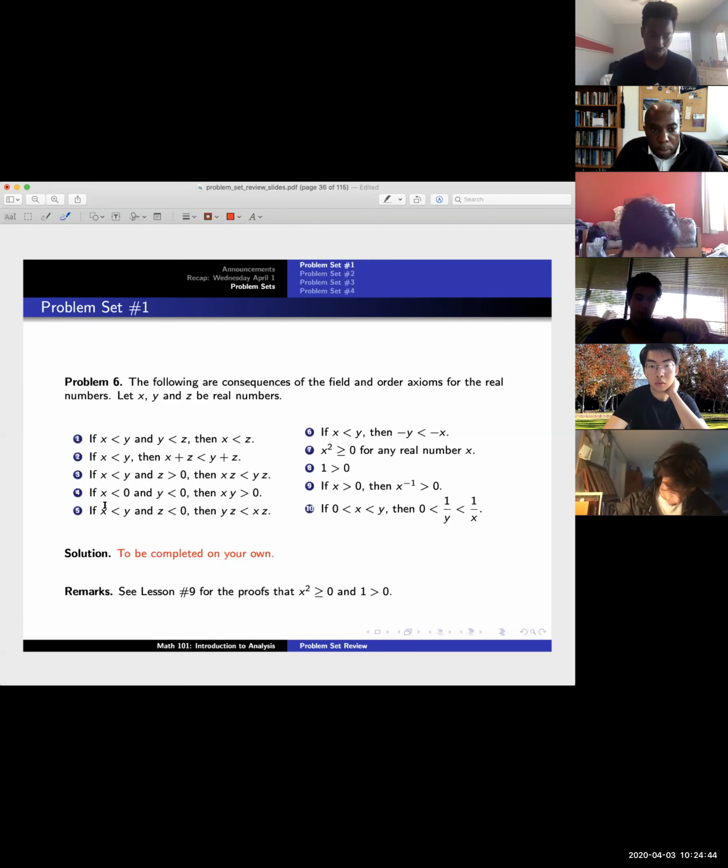That's why I was saying for problem 5, I'm not so interested in the different field axioms, but here for problem 6, there are 10 parts. I definitely want you to work through all 10 parts here. Okay, so any questions here on problem 6? Any questions more generally on problem set 1?